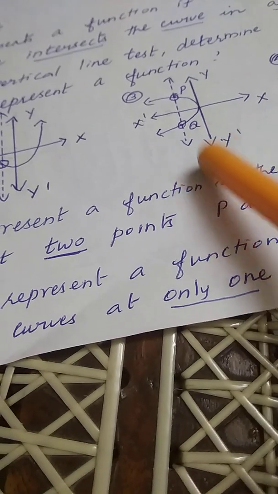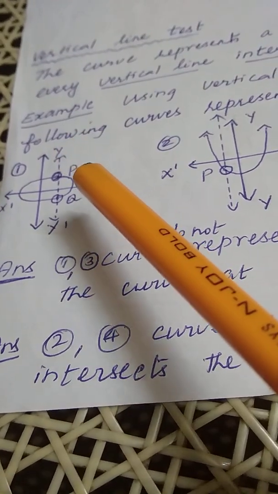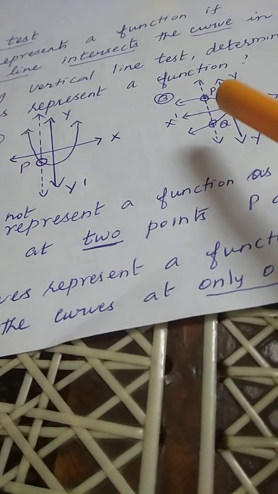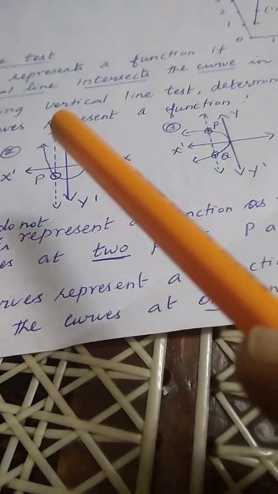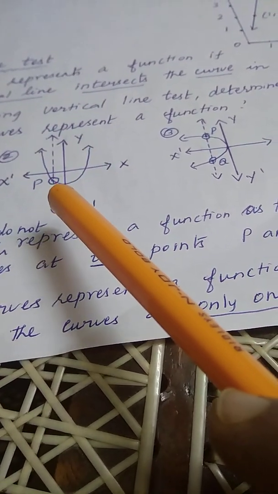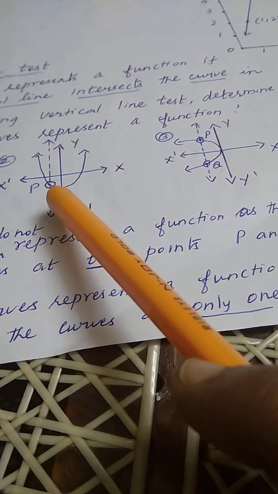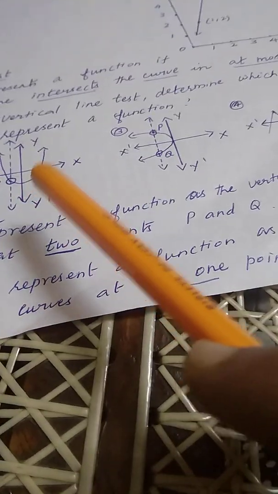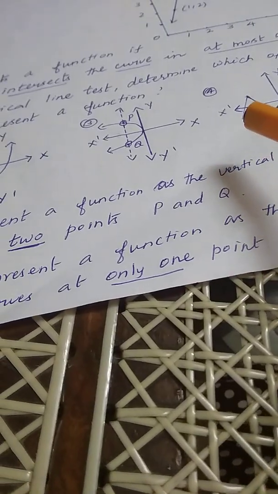So the first curve and third curve do not represent a function because the vertical line touches the curves at 2 points, P and Q. But in the second curve and fourth curve, the dotted vertical line touches the curve at only one point, P. Therefore, 2 and 4 represent a function.